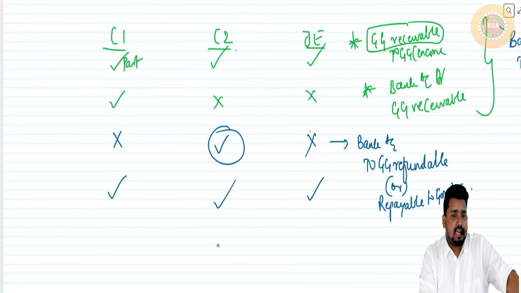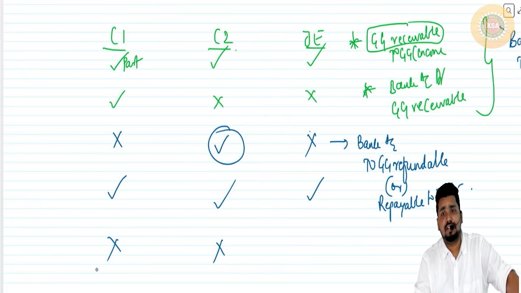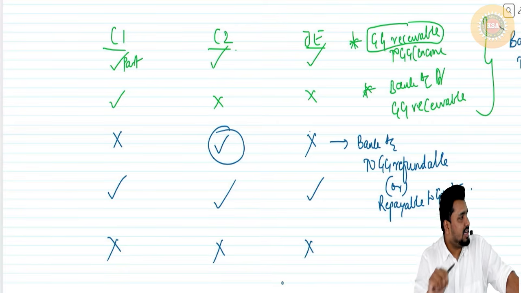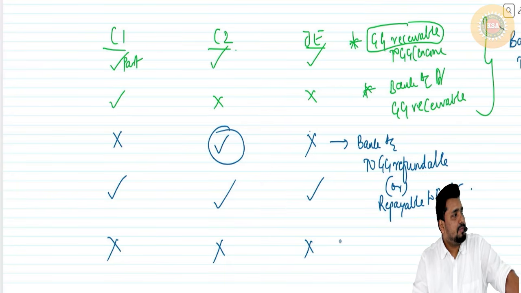Clear? Sir, I have not received the government grant, and there is no reasonable assurance also that I'll satisfy the conditions given by the government. Then what will you pass? A ghost entry you should pass. You cannot read it. Clear? So in such cases, should we pass the entry or not? We should not pass the entries.